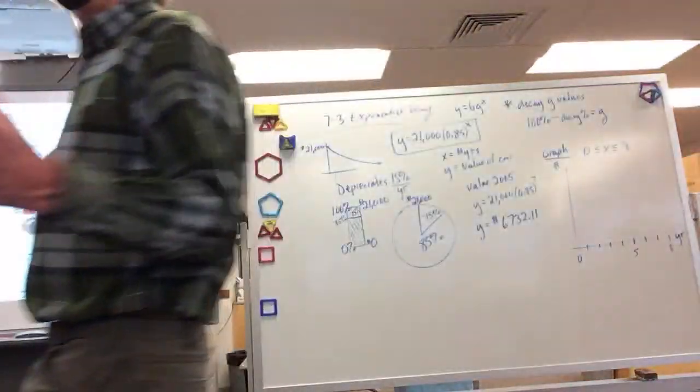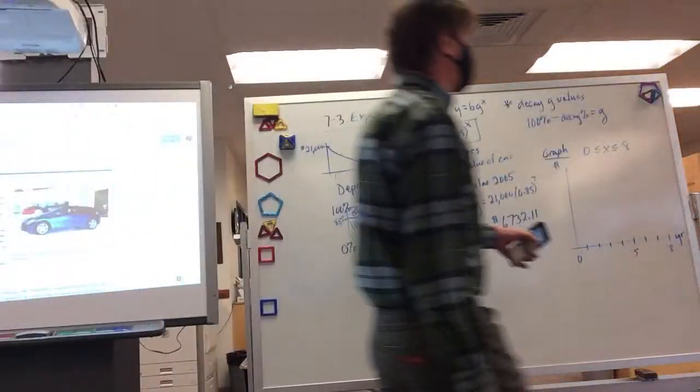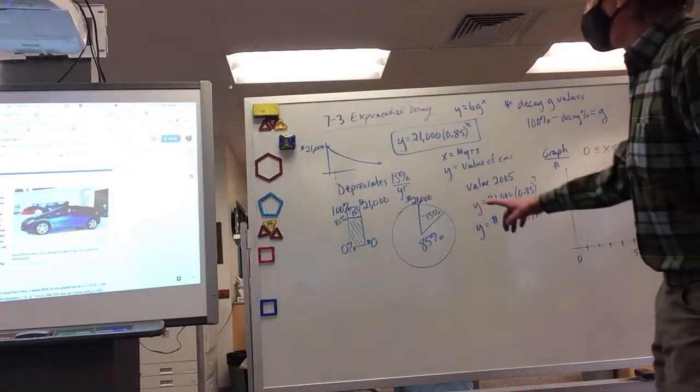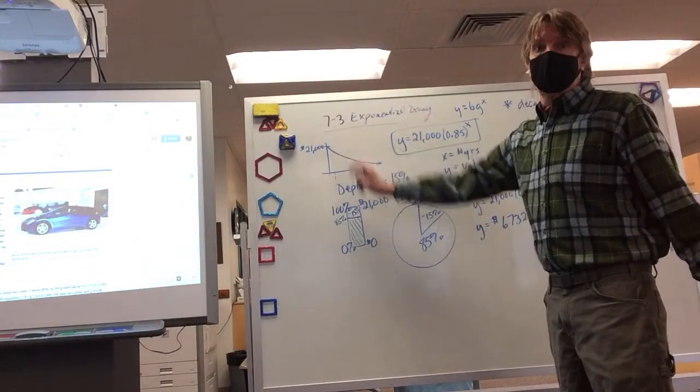And then how do you come up with some ordered pairs to be able to put on a graph once you have that put into your calculator? Well, I don't even want you to go to graph yet, okay? It might not graph because of the range. Your y values are gonna have to start out way up here at $21,000.